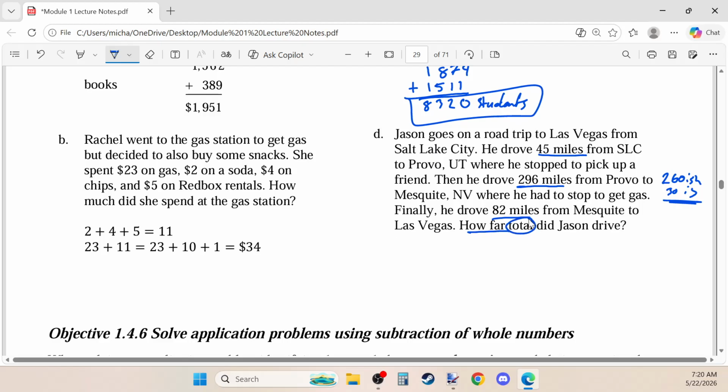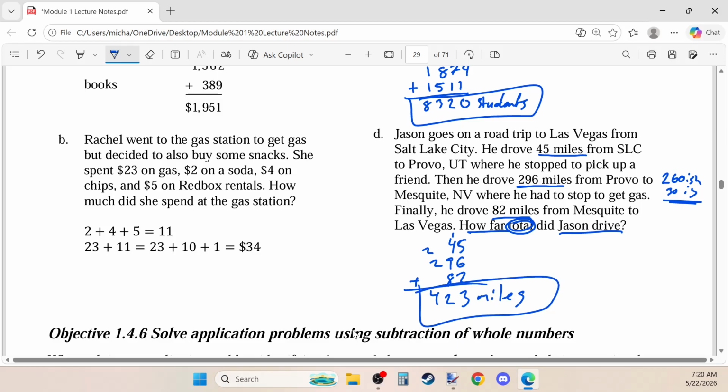Finally, he drove 82 miles from Mesquite to Las Vegas. How far total did Jason drive? We're going to total these things, so we add. So we have 45 and 296 and 82, and we add these together. We get 5, 11, 13, 1, 5, 14, 22. 2 plus 2 is 4. Total distance is 423 miles.